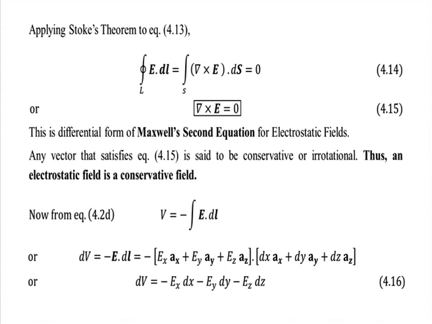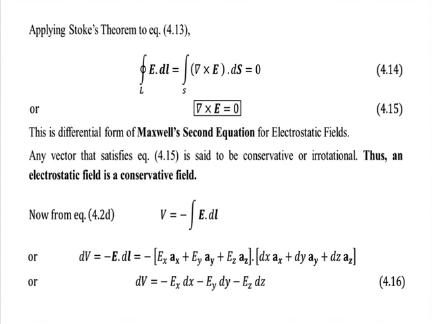given by equation 4.14, and from that we find that curl of E is equal to 0. This is the differential form of Maxwell's second equation for electrostatic fields. Any vector which satisfies equation 4.14 is said to be conservative or irrotational. Thus, an electrostatic field is an example of a conservative field.